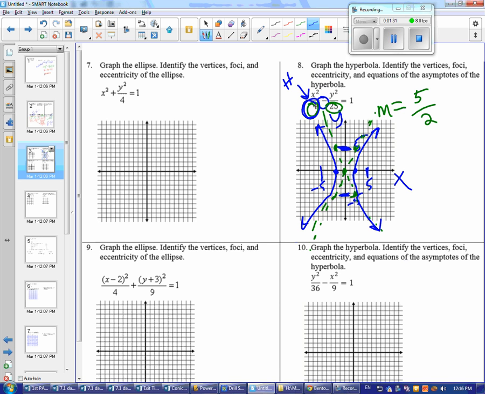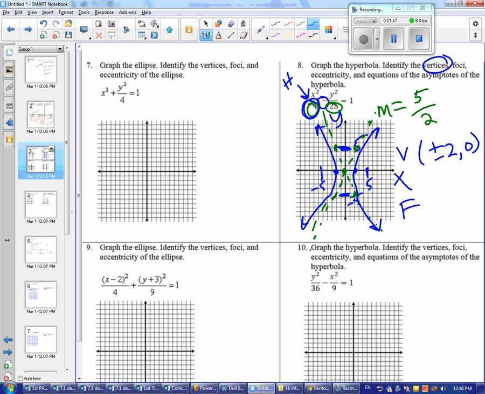You need to identify your vertices. I don't have room to put it on the graph. It actually doesn't say on the graph, so just read that direction carefully. We'll trip some of this up on our exit ticket. So our vertices are at positive 2 and negative 2, 0.